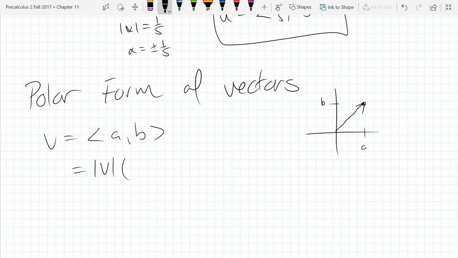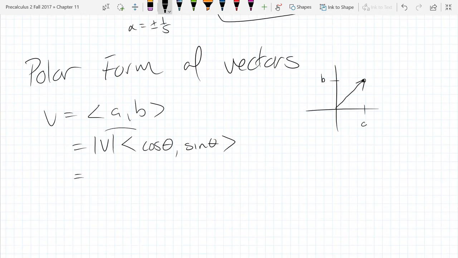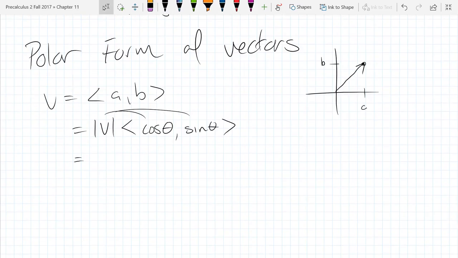And what you're going to do here, there's two ways to write it. If I keep it in diamond notation, we have cosine theta comma sine theta. So you could write it like this. Of course, you can distribute your V, the magnitude, inside to those two terms. And then the other way you can write it is with I's and J's. So we get I cos theta plus J sine theta. So those are the two different ways to write it.